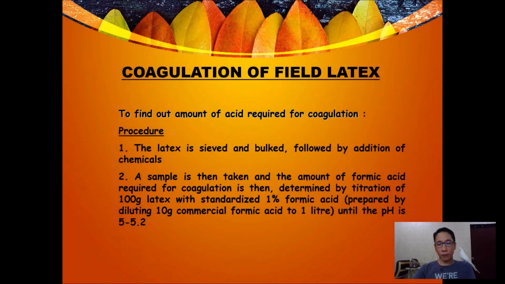Finally, before we end off the chapter, I will cover the acid required for coagulation, how to calculate it, and the procedure that is used. The latex is sieved and bulked, followed by addition of chemicals. A sample is taken, and the amount of formic acid required for coagulation is then determined by titration of 100 gram of latex with standardized 1% formic acid, which is prepared by diluting 100 gram of commercial formic acid to 1 liter, until the pH reaches 5 to 5.2.